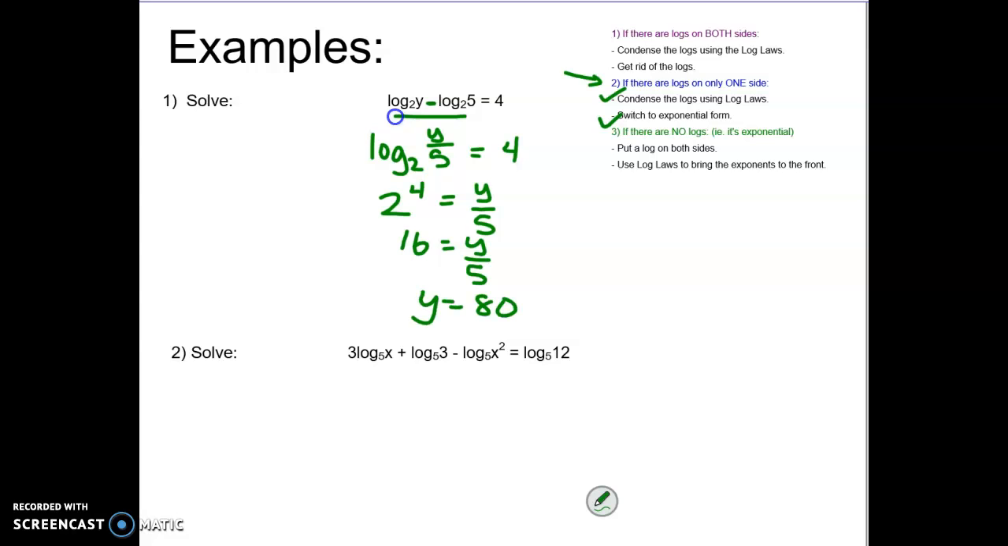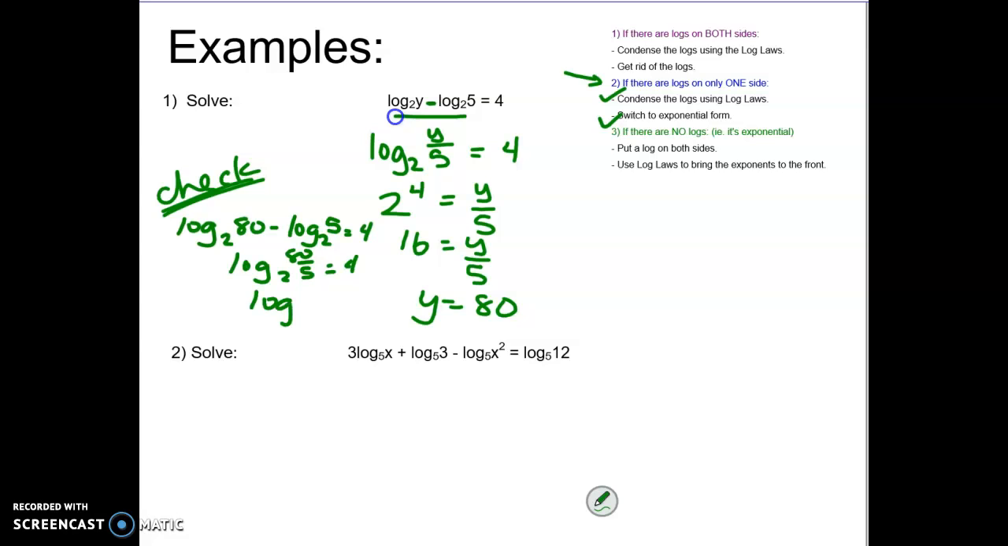Remember then to always go through and check by plugging the y value of 80 back into the equation. So we'll get log 80 with the base 2 minus log 5 with the base 2 equals 4. And remember that this is log 80 divided by 5, which is log 16 base 2 equals 4. And that is true, so my answer is correct.